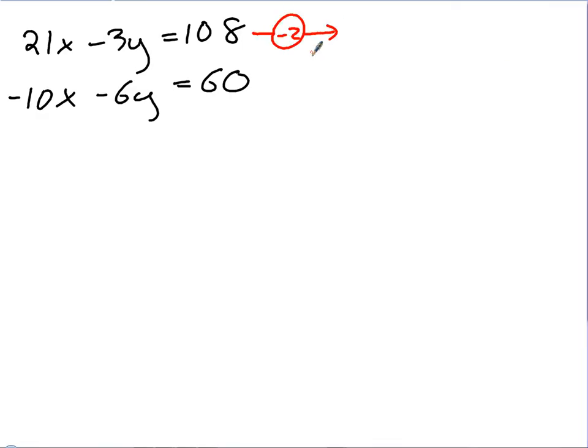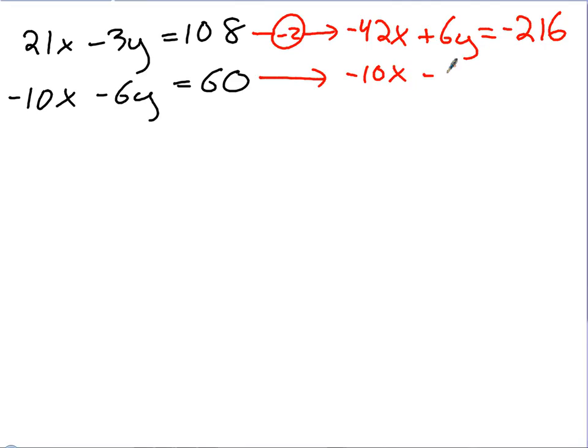If I distribute a negative 2 all the way through, what am I going to get? Drew, what do I get on both sides if I distribute a negative 2? So negative 2 times 21x is negative 42x. Positive 6y equals, that's a harder one. On the bottom, it stays the same. So the y's cancel when I add those up, right?